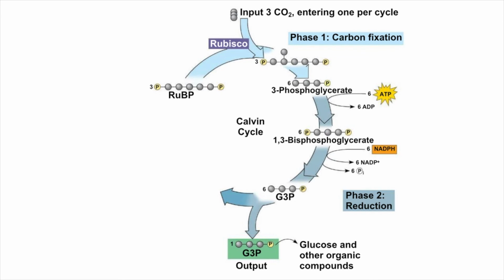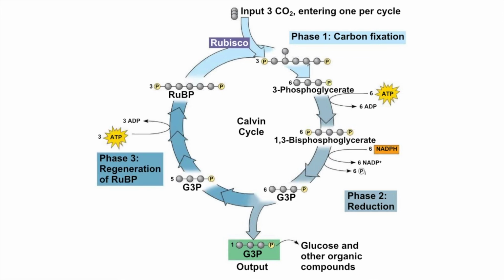Now the last stage and last phase of the Calvin cycle is just about regenerating RuBP, just going back down to the beginning. And there are a series of reactions within that. We're not going to get into those, but essentially it's just a series of reactions that are going to form RuBP once more from the remaining G3Ps. And then the process can begin again.